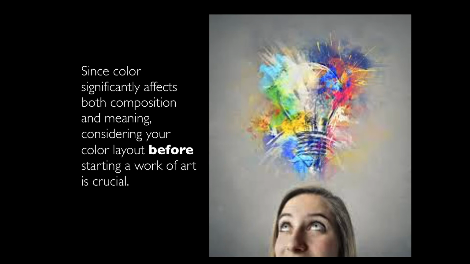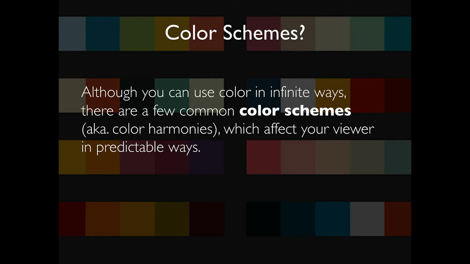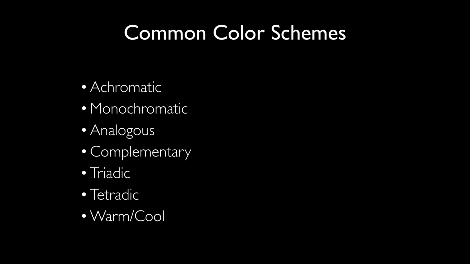Since color significantly affects both composition and meaning, it is really important when you're making art to consider your color layout before you start, to have some idea of where you want to go with the color in a piece. Color schemes can help you do that. Again, you can use color pretty much however you want as an artist, but these common color schemes, or color harmonies, are known to affect viewers in predictable ways, so you can take advantage of them to help create the effect or the meaning that you want in your artwork. We're going to go over each one of these and you'll see some examples. We've got achromatic, monochromatic, analogous, complementary, triadic, tetradic, and warm and cool.